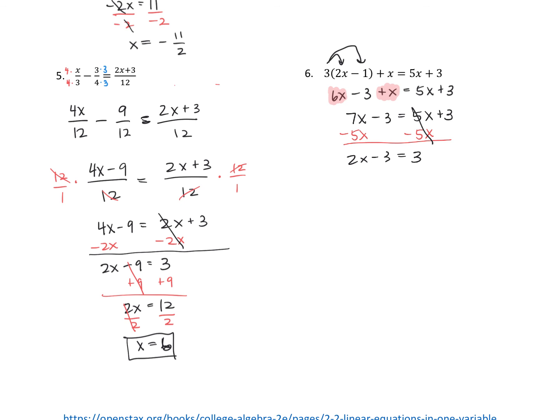Now I want to move my constants to the right, so I need to get rid of this minus 3, and I'm going to do that by adding 3 to both sides. So that'll give me 2x is equal to 6. And then last, I have 2 times x. To undo multiplication, we divide. When we divide by 2, we get x equals 3.